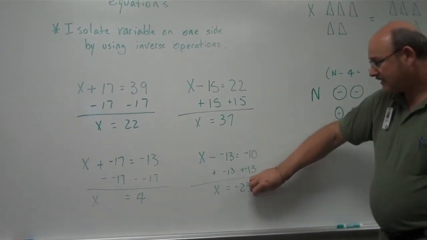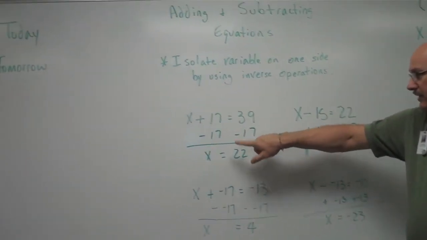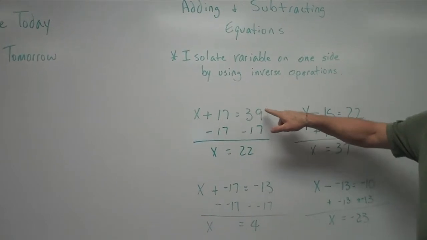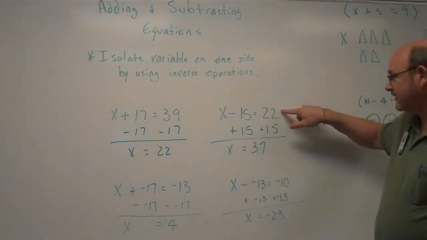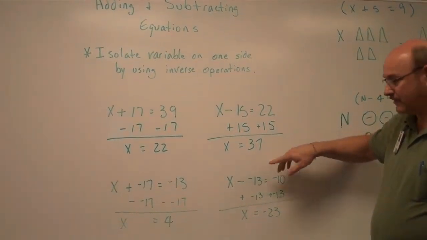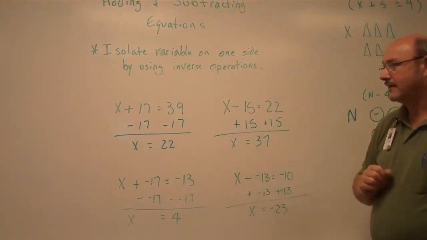Remember, you can always take these and plug them back in to see if they work. Is 22 plus 17 39? Yes, 22 is right. Is 37 minus 15 22? Yes, this is right. We can always plug our answers into our equation to see if they're right.